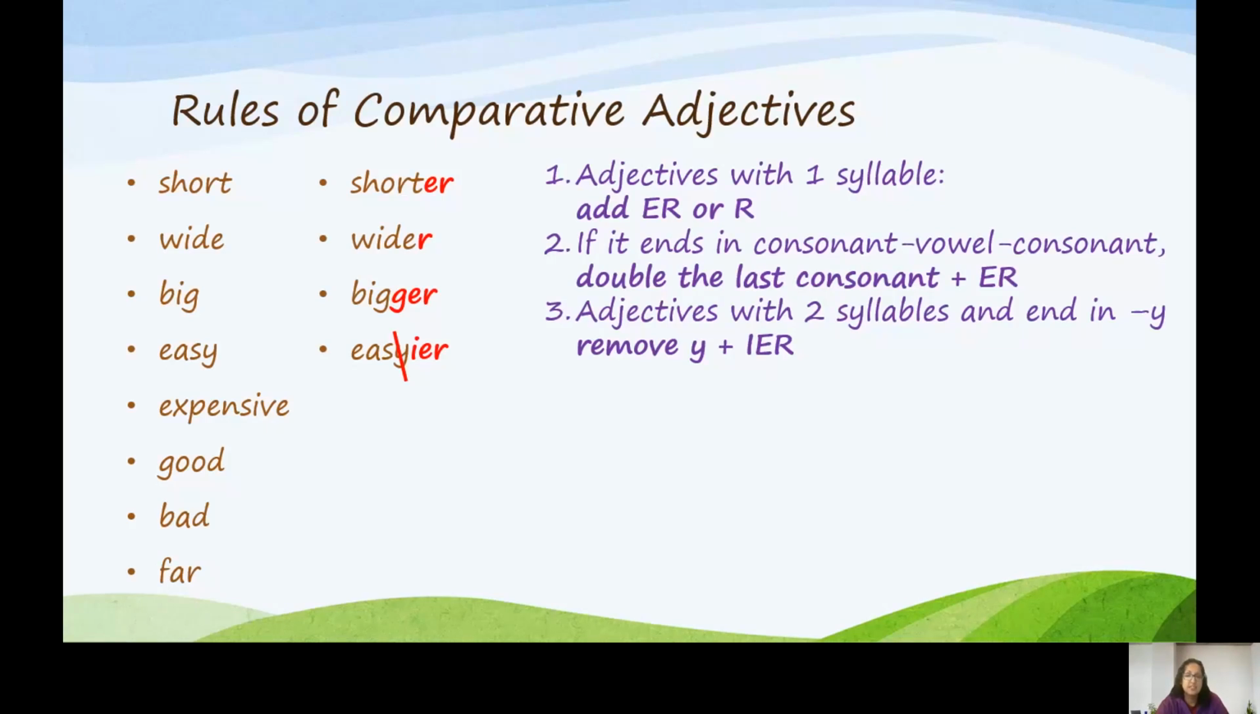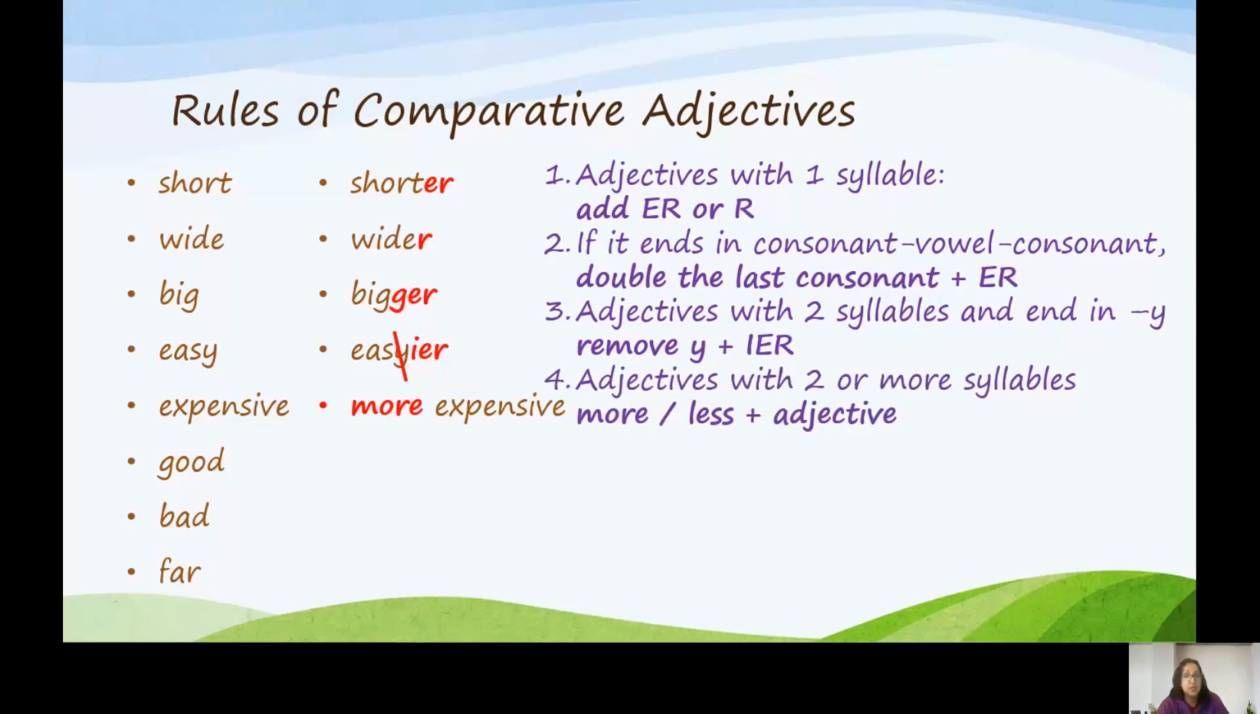The next adjective is longer. Expensive becomes more expensive. So if an adjective has two or more syllables, we put more in front of it, or less if we want the opposite. So expensive has three syllables. Expensive.